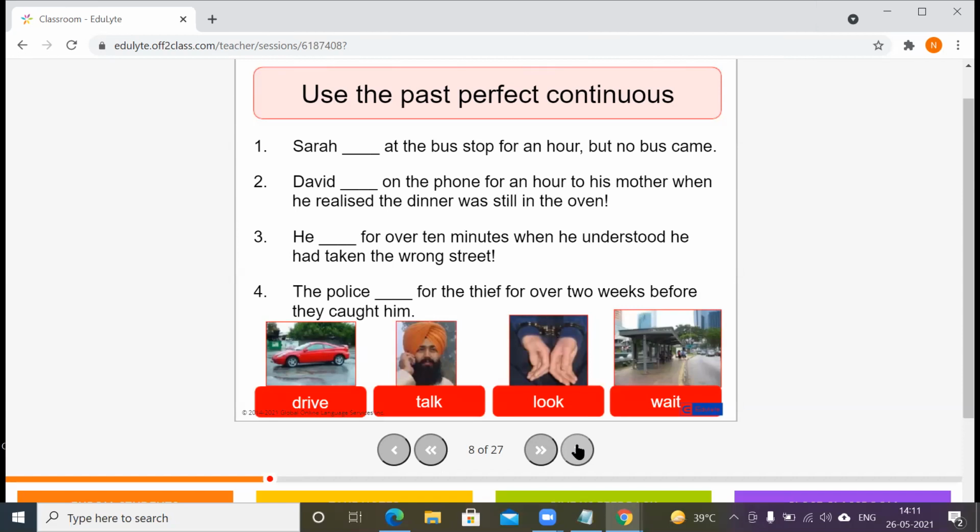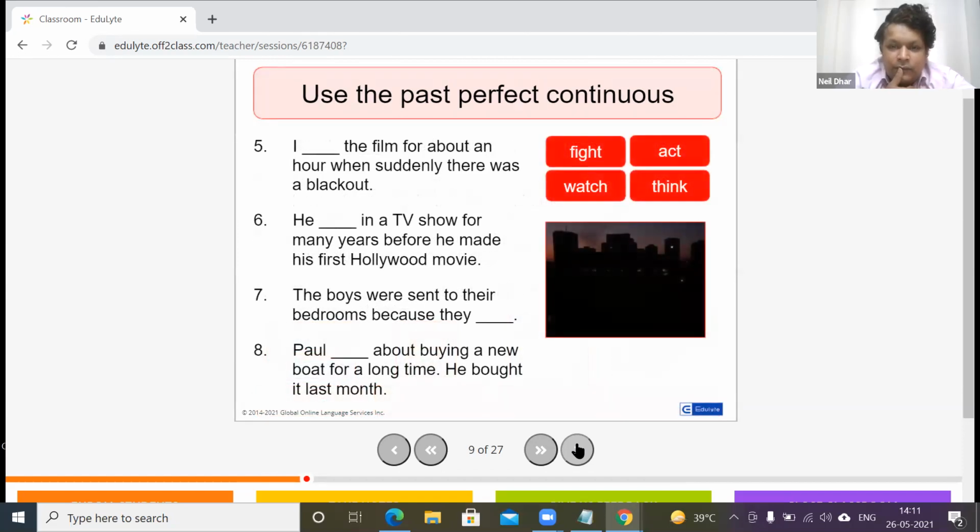The police looked for the thief for over 2 weeks before they caught him. That is absolutely correct. Moving on. I watched the film for about an hour when suddenly there was a blackout. Correct. Number six. He acted in a TV show for many years before he made his first Hollywood movie. Correct. Number seven. The boys were sent to their bedrooms because they fought.